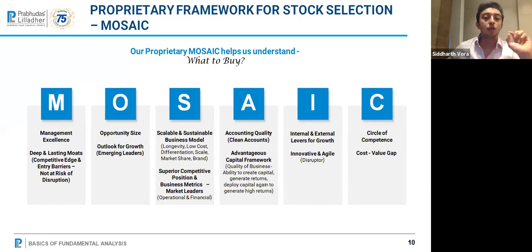Next point in S is superior competitive position. I only want to buy companies that have demonstrated or proven some form of competitive superiority. That shows me the DNA of the company. If I am betting on a company that in its history has not demonstrated any clear signs of competitive leadership, that means I don't know whether they can do it going ahead. And that is why identifying superior competitive position is very important.